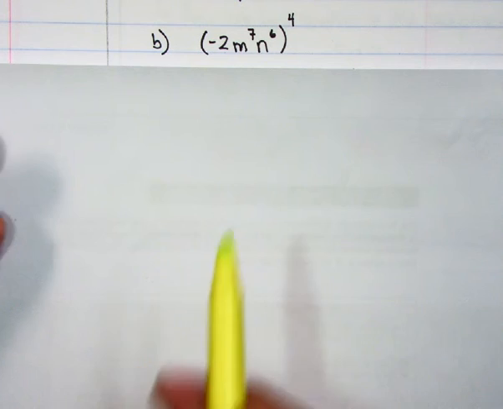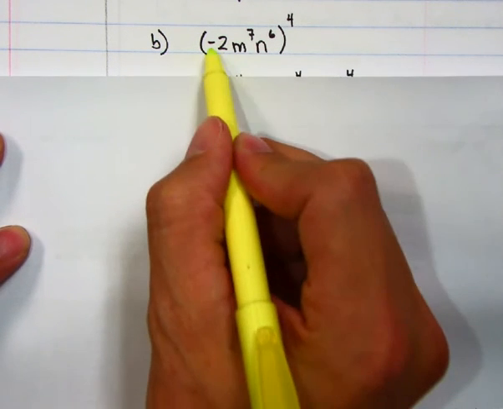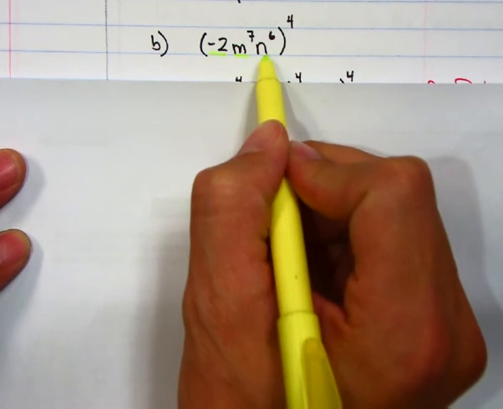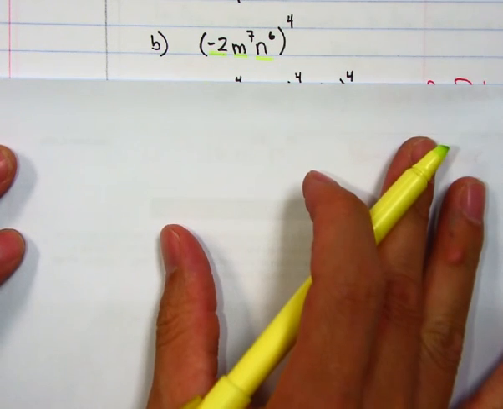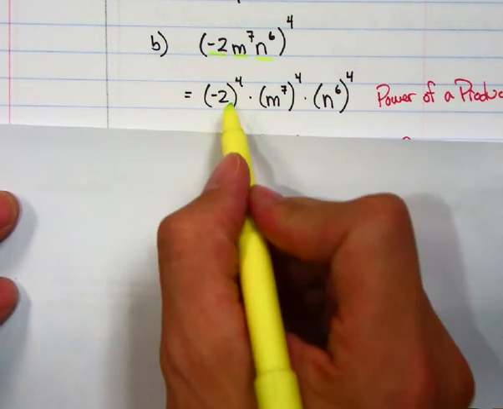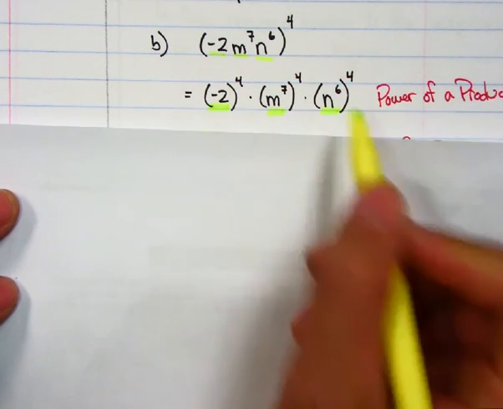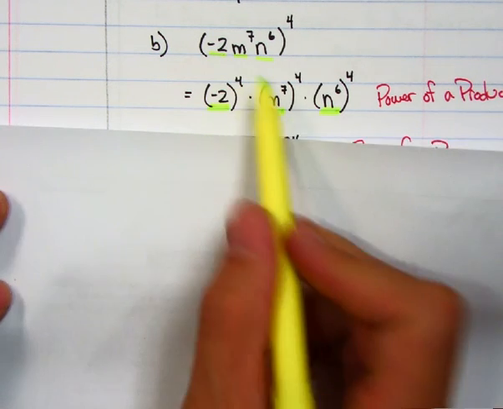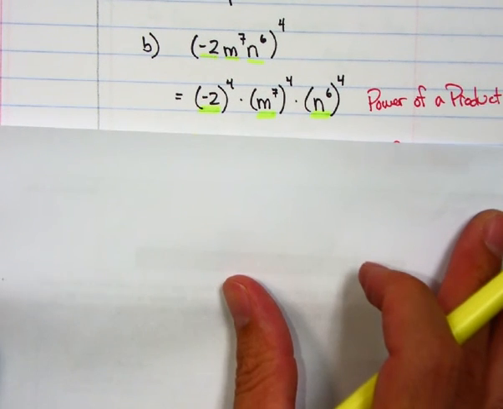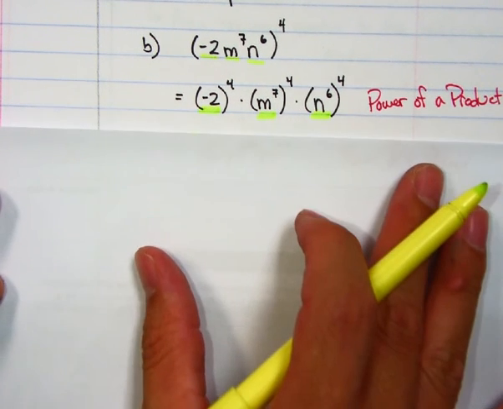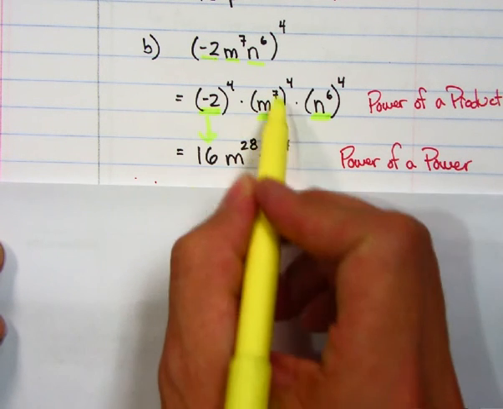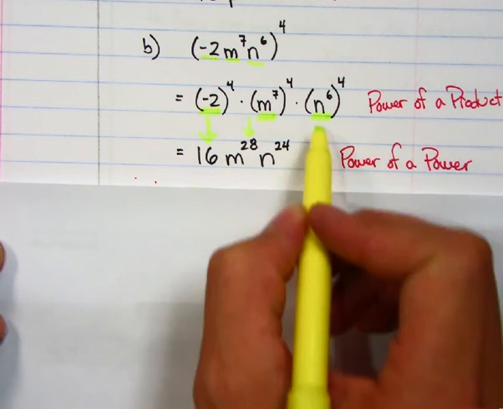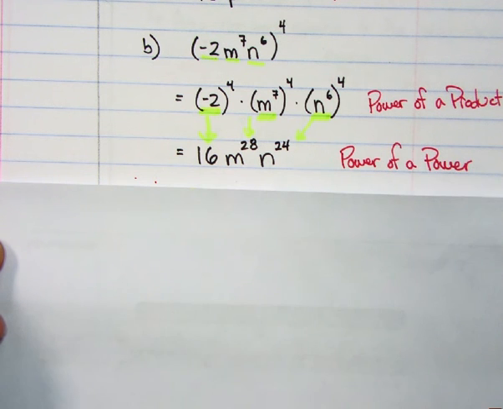Let's go with another example. Here I've got 3 bases. -2, m to the 7th, and n to the 6th. All of it's being taken to the 4th power. So I take each one of those bases and separate them. I'm going to put them to the 4th power each time. That's power of a product. You can go and simplify that. This turns into 16. This here will turn into m to the 28th, and this is n to the 24th if you multiply those together.